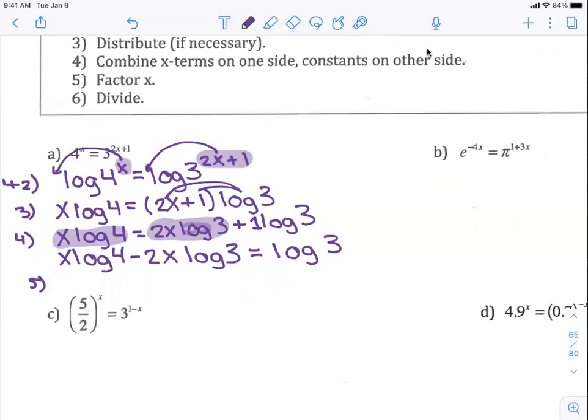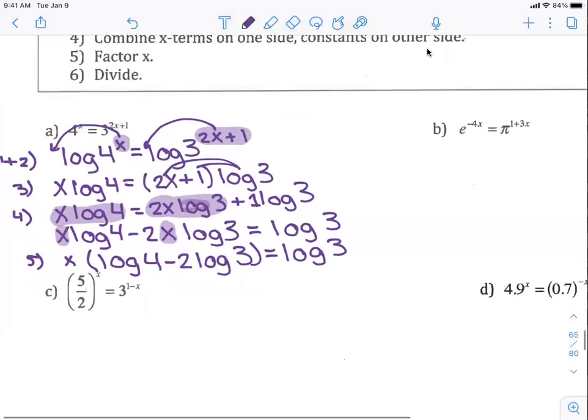Now we're going to factor out an x. So if you want to think about this as step 5, I'm going to factor out the x. Notice that there is an x in both of these, here and here. So I pull that out, which leaves me with log 4 minus 2 log 3 equals log 3. I can get the x all by itself. You might be like, how? By dividing. You're going to divide this entire thing by log 4 minus 2 log 3, and you're going to do that to both sides.